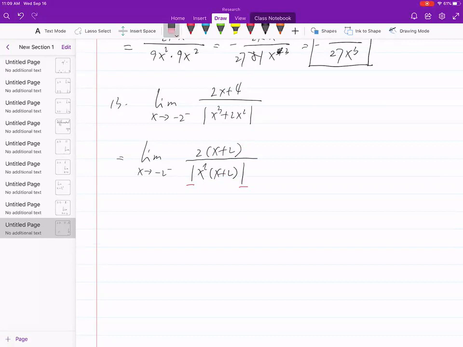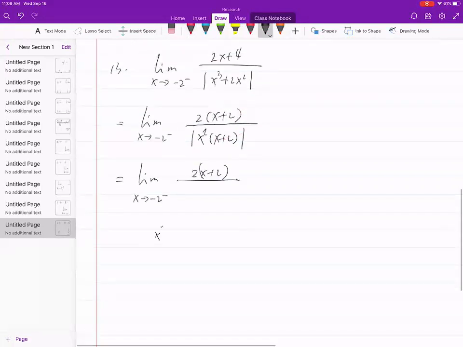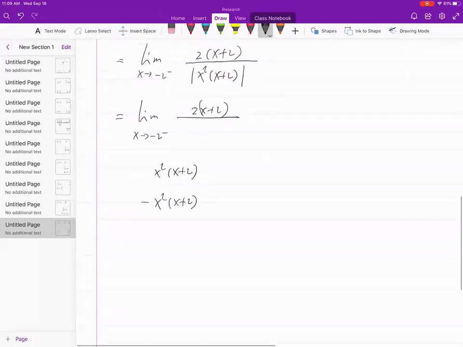How do you remove the absolute value bar? It's actually pretty easy because you only have two choices. What should I put on the bottom? It's either this one or the negative of this one, because that's what absolute value means. Which one to take depends on which one is positive, because absolute value will only give you something positive. Now, we're trying to decide the sign of this, positive or negative. What we know is x goes to -2 minus.